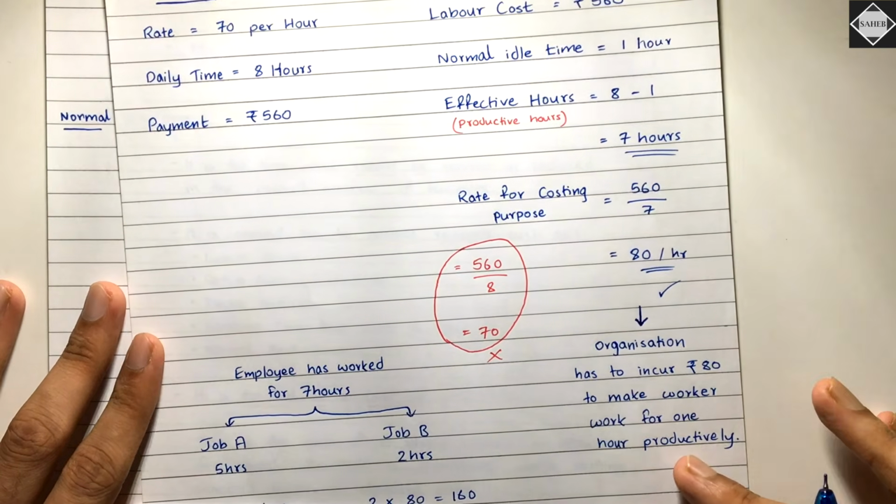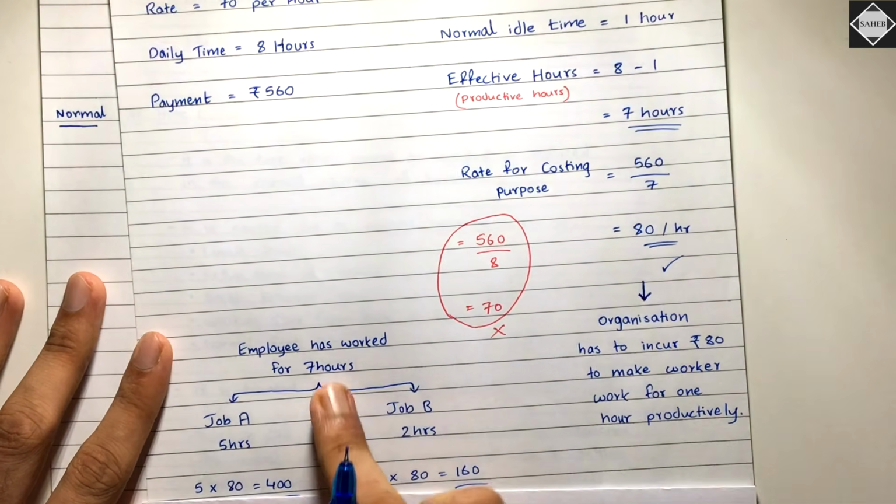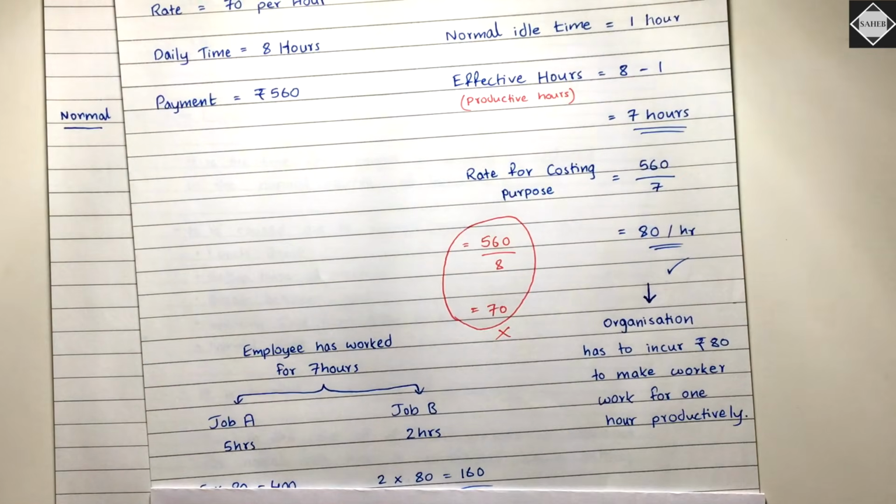So now see, let's say this employee has worked for 7 hours. How many hours? 7 hours. 1 hour is wasted, right? 1 hour is normal idle time.